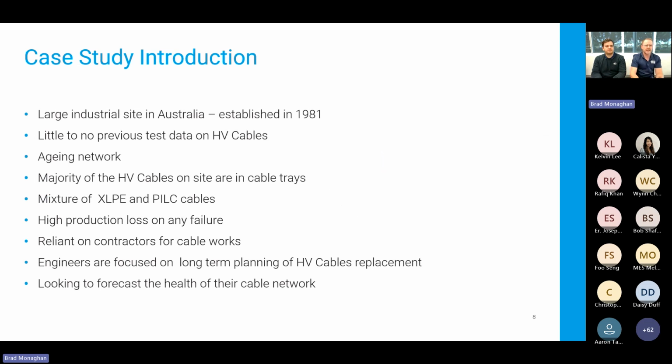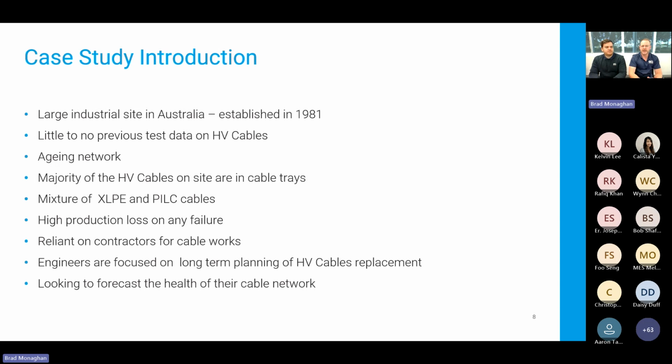Okay, so let's talk about our case study. This is a large industrial site in Australia, established in 1981. There's not much data on their HV cables other than what was recorded when they first built them. They have an aging network. Most of their cables on site are in cable trays. That means that we can visually look at the cables. They're literally right next to your head as you are walking along. There's a mixture of XLPE and paper lead cables.